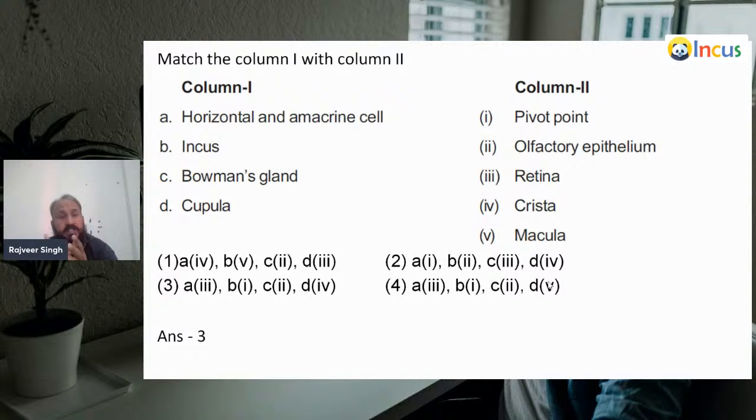Incus, yes, incus is the pivot joint. Bowman glands, our answer is the olfactory epithelium, and cupula is the answer for the crista. So now, as we see, our answer will be third.